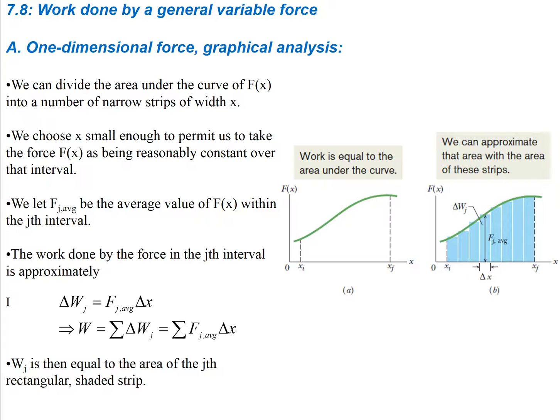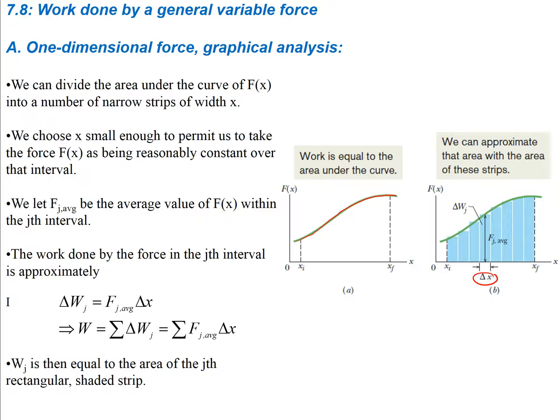You can divide the area under the curve of the function of force into a number of narrow strips of width Δx. So if this is our force, and it's increasing as the distance increases, then we can divide this area under it into a bunch of rectangles. Now we can choose Δx small enough to permit us to take the force, F(x), as being reasonably constant over that interval. If we make these pretty small, the force is reasonably constant inside this interval, and we'll call this interval delta x.